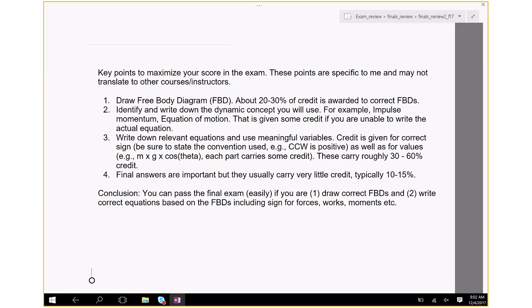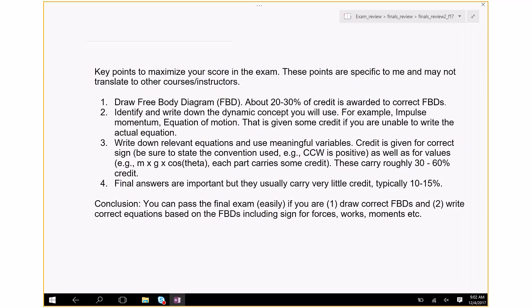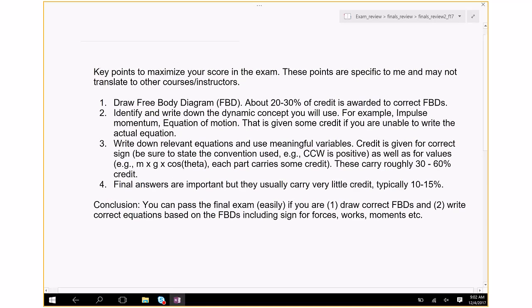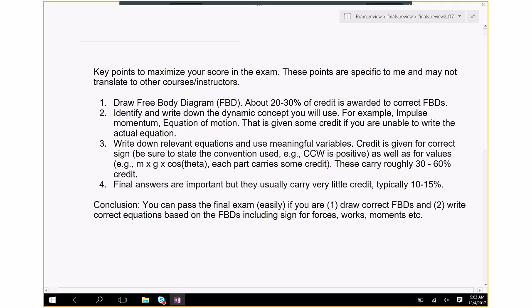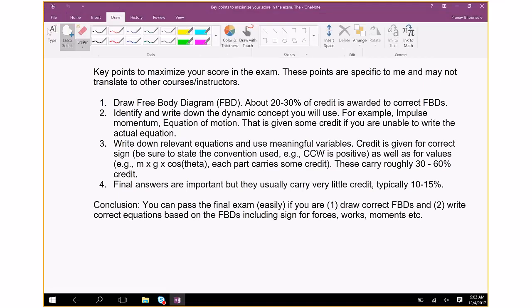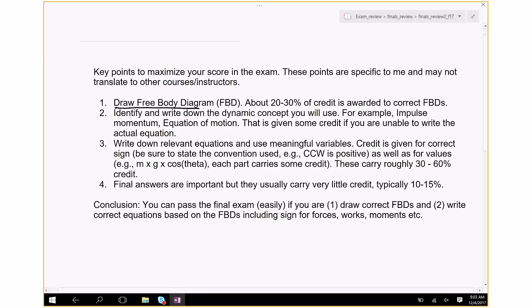Okay, let's get started. So, this is just an overview of how you can possibly maximize your score in the exam. This is really how I grade, and other professors might be grading slightly differently, but more or less, if you have these things, usually you get a lot of points. So, draw free body diagrams. I like to give like 20 to 30% depending on the number of forces on the free body diagram.